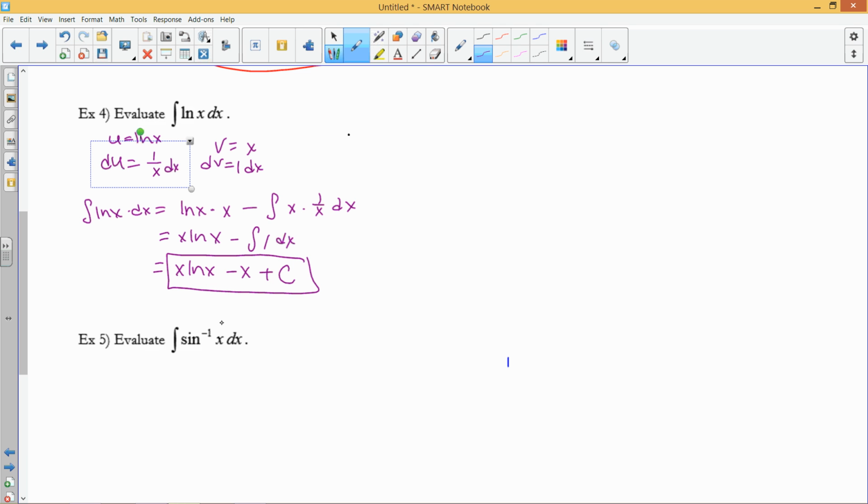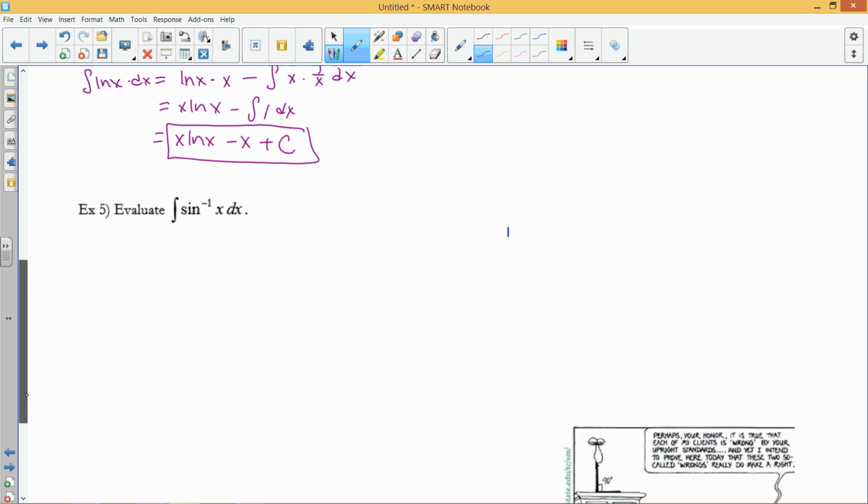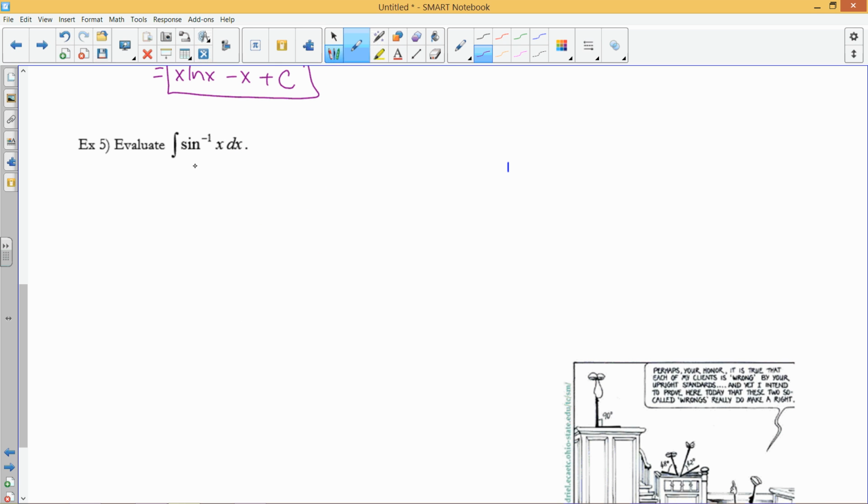Again, you could check that if you want. I'm just going to move on. Number 5, same idea. I have the integral of inverse sine x dx. Technically, it's not a product, but it's something I don't know how to integrate. I know the derivative of inverse sine, and so do you. If you don't, make sure you memorize that. I know the derivative of inverse sine, but I don't know the antiderivative.